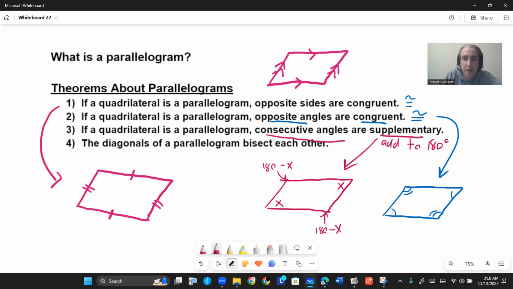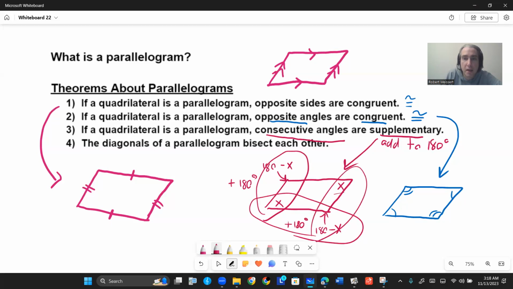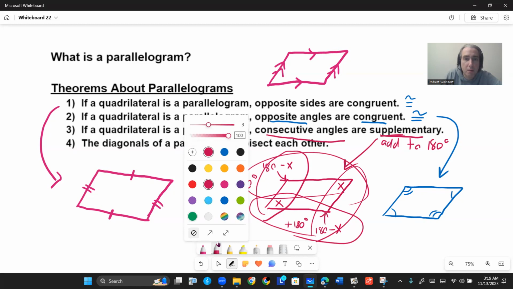So that means any two angles that are next to each other add to 180 degrees. So those two angles add to 180, those two angles add to 180, and so forth. So those two add to 180, and those two add to 180. Consecutive angles are supplementary.